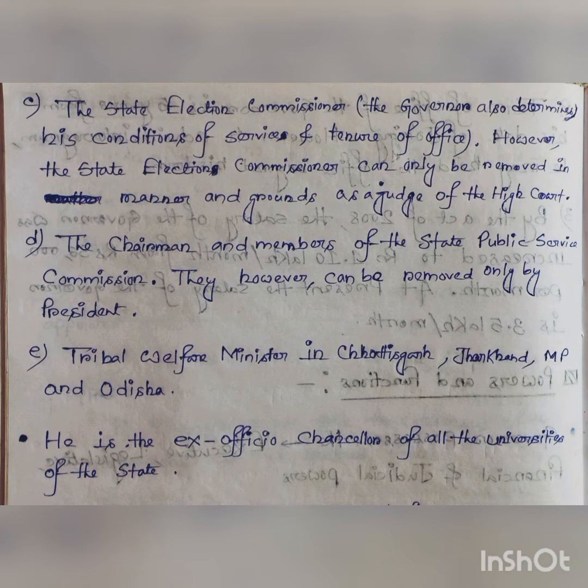However, the State Election Commissioner can only be removed in the manner and on the grounds of a judge of the High Court. Number 4, the chairman and the members of the State Public Service Commission. They, however, can be removed only by the President. Number 5, Tribal Welfare Minister in Chhattisgarh, Jharkhand, Madhya Pradesh and Odisha. He is the ex officio chancellor of all the universities of the state.